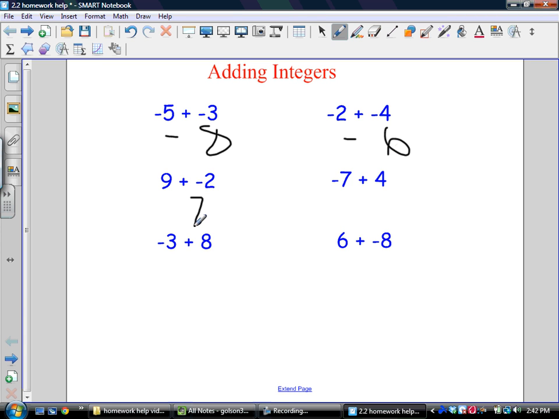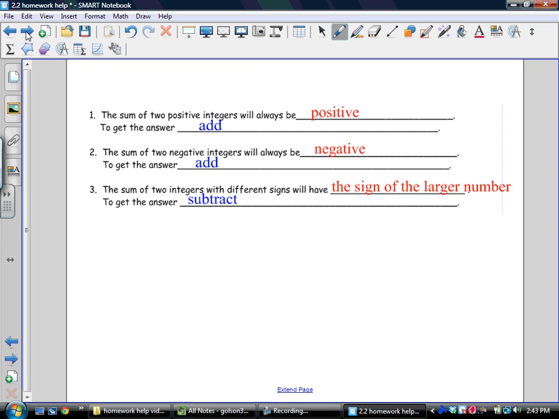-7 plus +4 is going to be -3. -3 plus +8 is going to be +5. And 6 plus -8 is going to be -2. So look those over, see how you did. Hopefully you got at least a couple of them right. If not, it's okay. That's why we're doing this lesson, to learn how to do these.